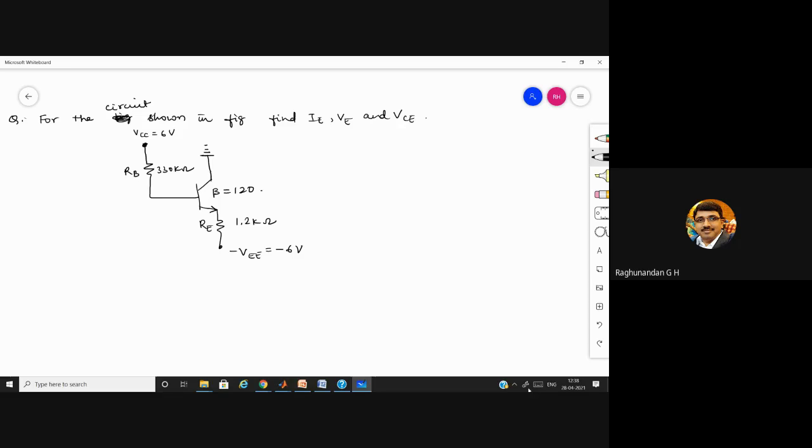This is one problem, and one more problem. For the circuit shown in the figure, determine... Should it be minus VE equals 6 volt? You already gave minus, right? Yes, that is just for understanding purposes I have written. It is minus 6 volt.